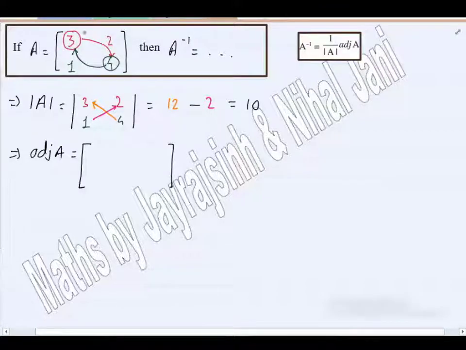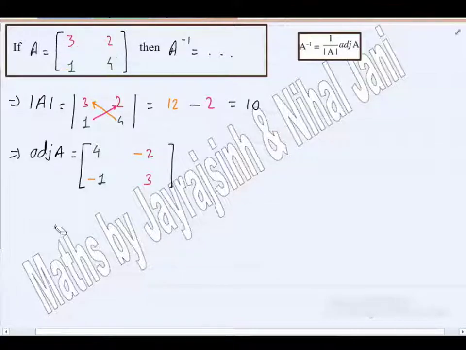So instead of 3, we have to write down 4, and instead of 4, we have to write down 3. And simply multiply the negative sign to the rest of the terms. So here we'll get minus 2 and minus 1.